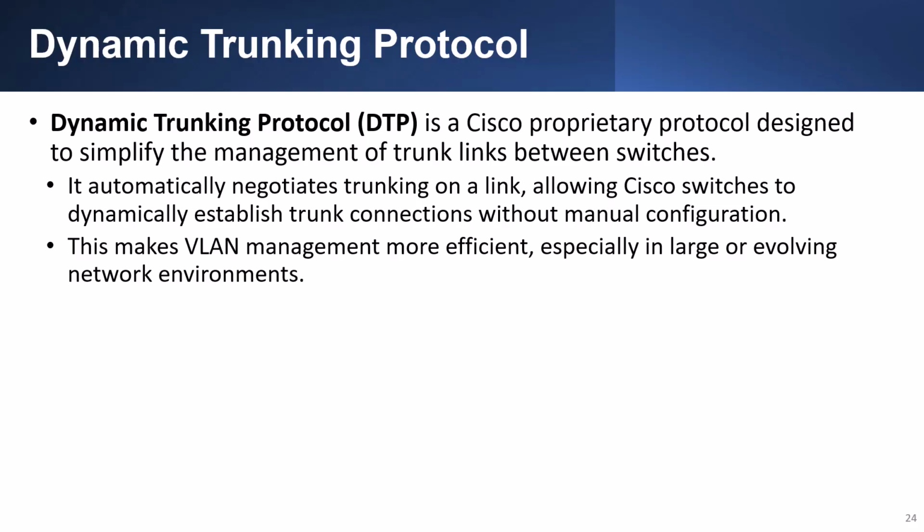Dynamic Trunking Protocol, or DTP, is a Cisco proprietary protocol designed to simplify the management of trunk links between switches. It automatically negotiates trunking on a link, allowing Cisco switches to dynamically establish trunk connections without manual configuration. This makes VLAN management more efficient, especially in large or evolving network environments.